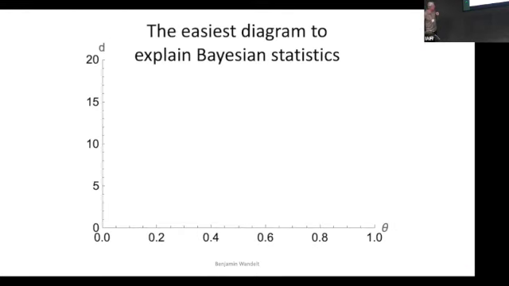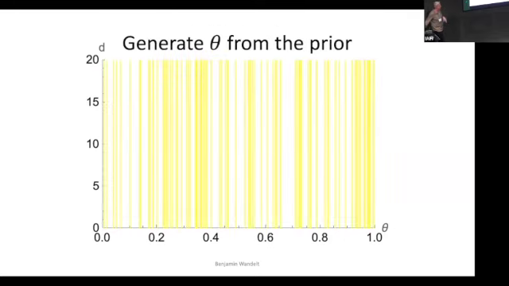So here's a very simple example. If you don't understand Bayesian statistics, you will understand it in roughly 2 minutes. Here's the easiest diagram to explain Bayesian statistics. You have parameters, in this case only one, on one axis, and data on the other axis. If you have a prior, let's say we take a uniform prior over the parameters, just for illustration, we generate possible parameter values from that prior. So we have a random sample.